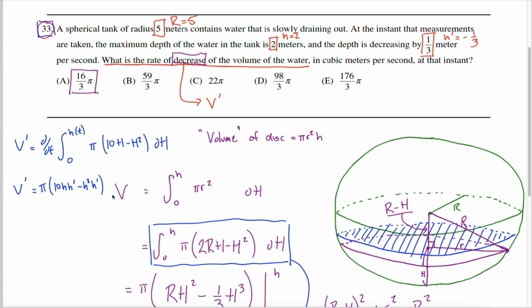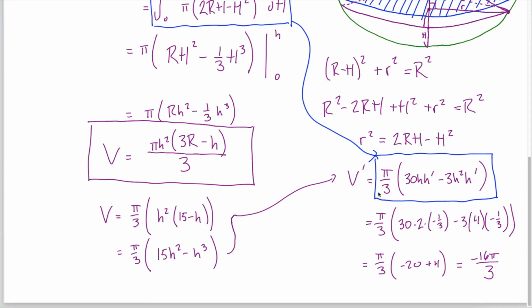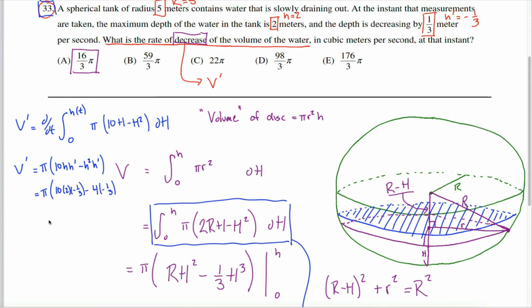At this stage, to finish the problem, all we have to do is plug in values for h and h prime. They're the same values that I plugged in down here, 2 and negative 1/3. Do a little bit of arithmetic, and we're done. Definitely a lot quicker, which is important on a test like this where time is at such a premium.